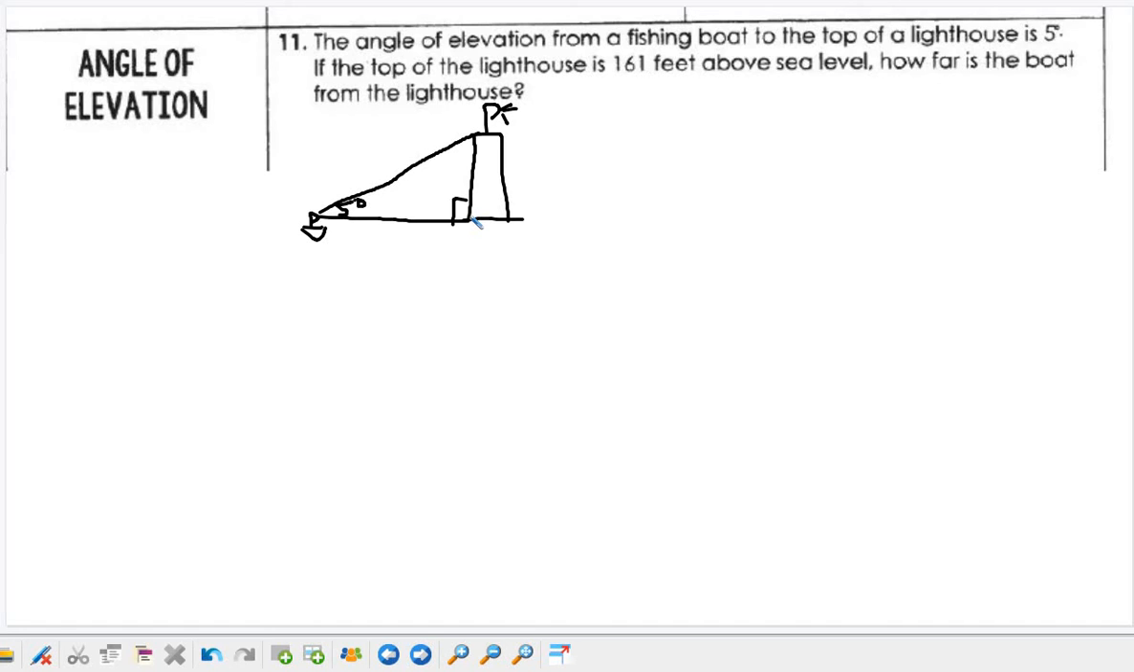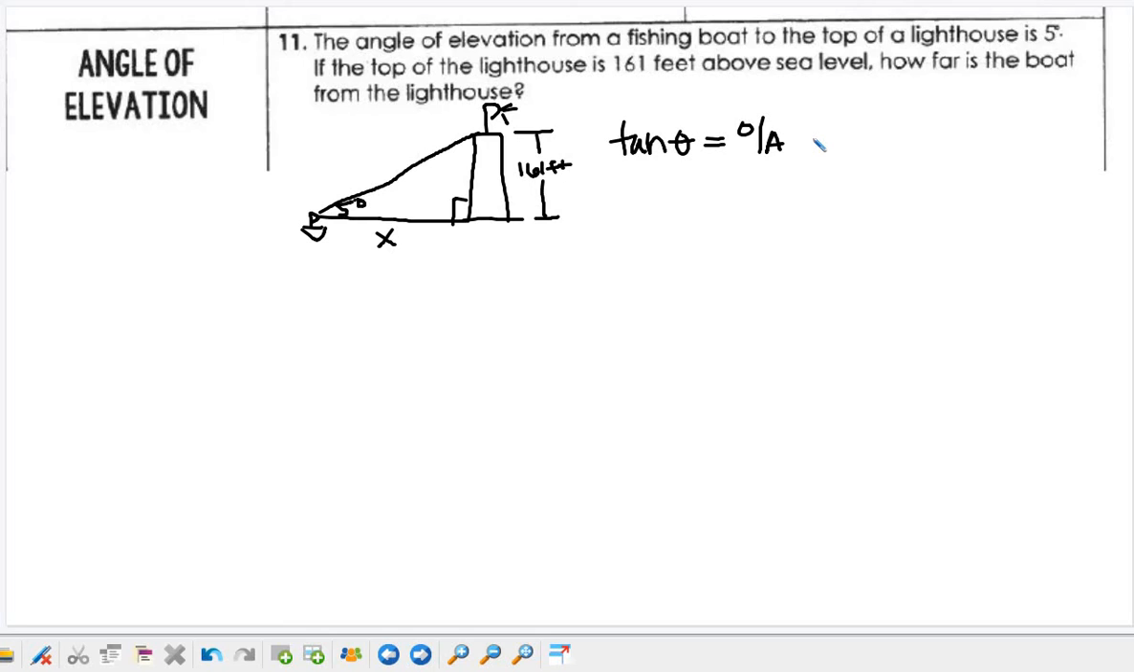The top of the lighthouse is 161 feet above sea level, so I have 161 here. How far is the boat from the lighthouse? So we're looking for this horizontal distance. You can call it X, you can call it Y, A, B, doesn't matter. So once we have the triangle, we look at our angle and we decide, okay, what ratio do we have? So I have opposite over adjacent, which is tangent. So tangent theta is equal to opposite over adjacent.